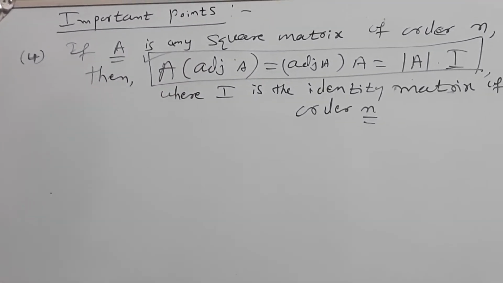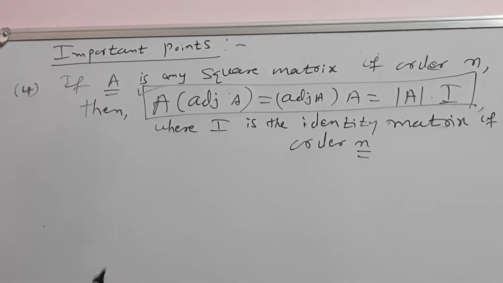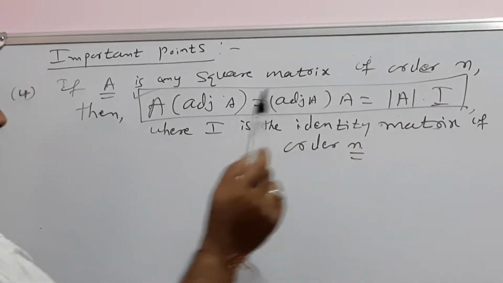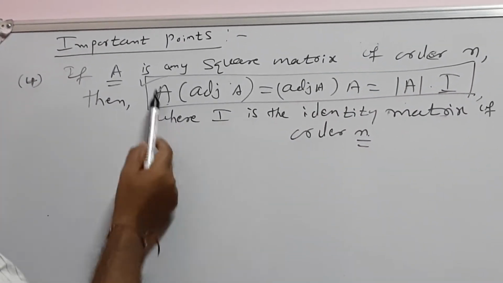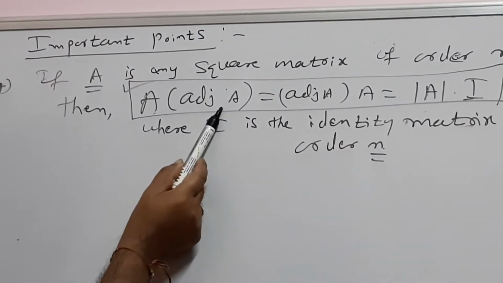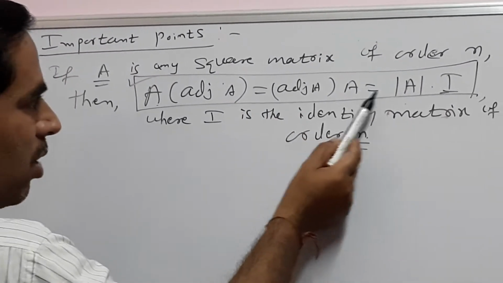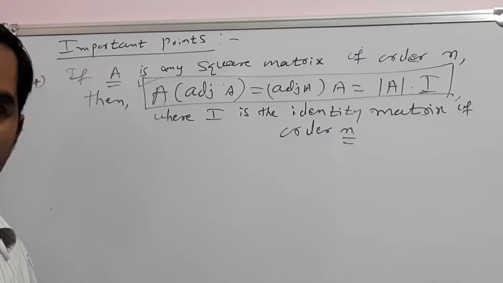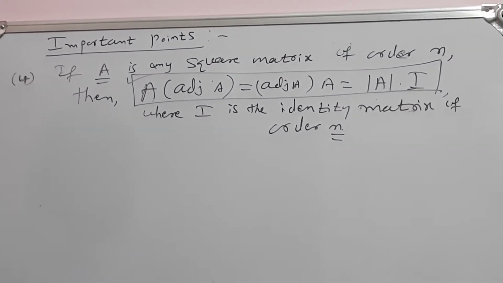See here, you have to read the statement carefully. If A is a square matrix of order n, then this is the product, this is the product, and this is also the product. So A into adjoint A is equal to adjoint A into A is equal to determinant of A into I. We need not worry about the proof of this property. Simply let us take one example and verify this property.